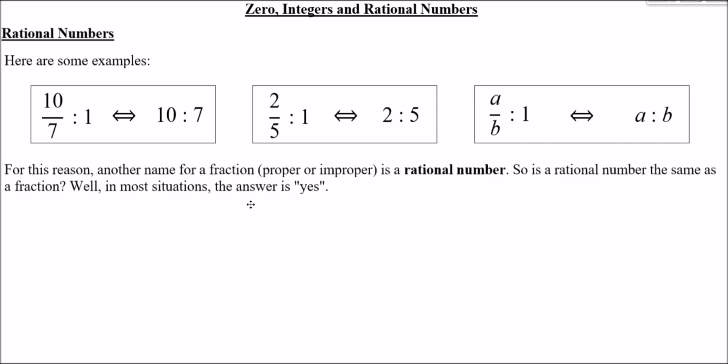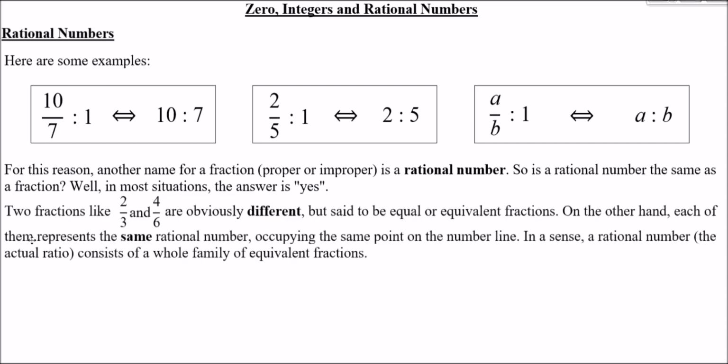So for this very reason, another name for a fraction, either proper or improper, is a rational number. Rational as in ratio. So is a rational number the same as a fraction? In most situations, yes, pretty much it is. Two fractions like 2/3 and 4/6 are different, they look different and are different. However, you should know that 4/6 would simplify down to 2/3. So although they're different, they are actually still equal. They're equal or equivalent fractions. Another way of saying this, each of them represents the same rational number which would occupy the same point on a number line. In a sense, a rational number, the actual ratio, consists of a whole family of equivalent fractions. So we can write the same equal ratio in multiple different ways.